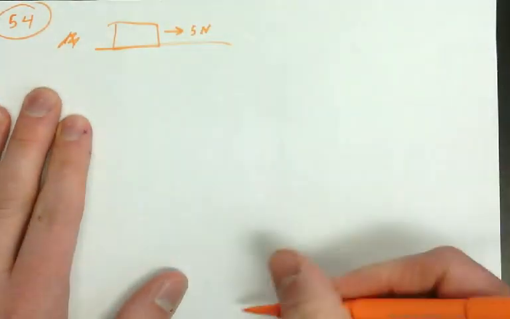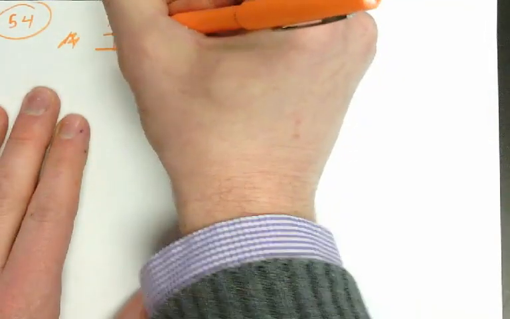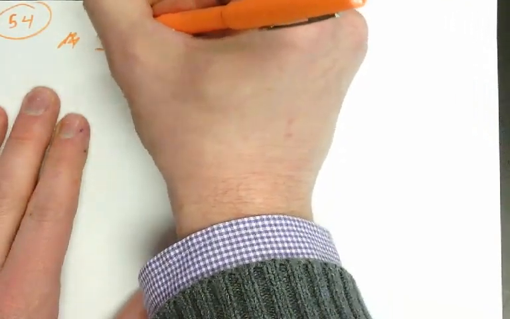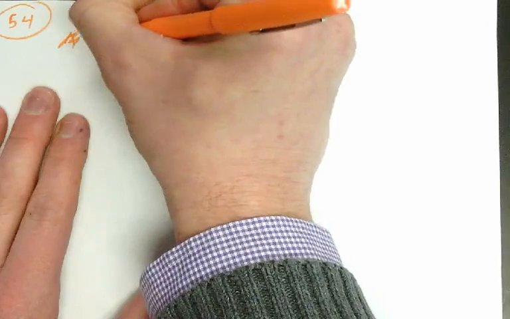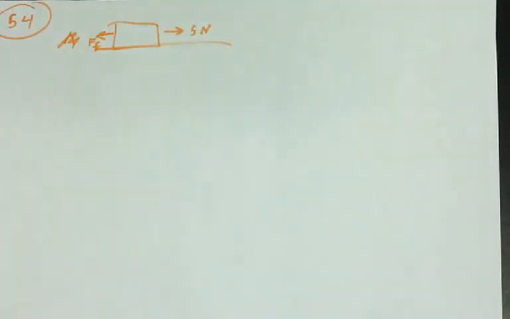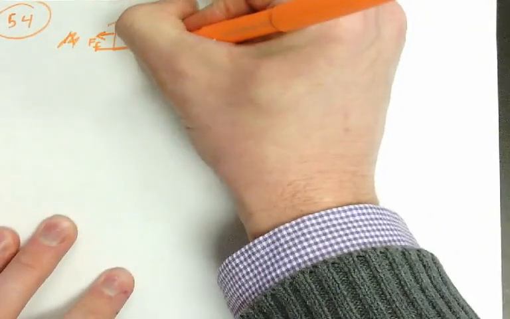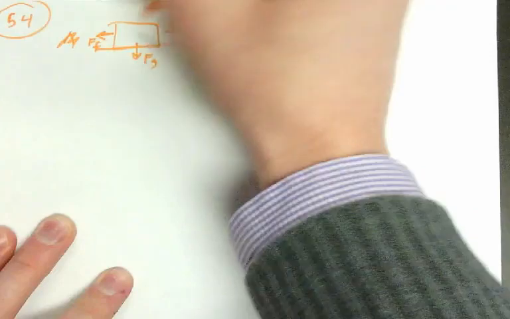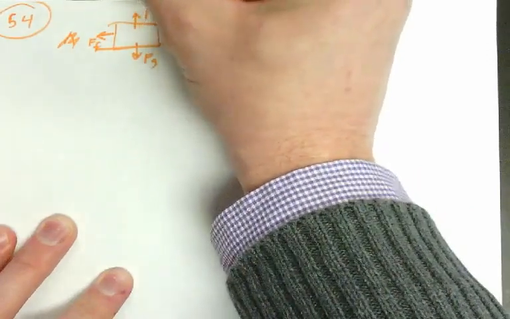Okay. There is friction acting on it, but it doesn't say how much friction, so I'll just call it FF. There will be gravity pulling down, because there's always gravity pulling down, and there will be a normal force acting up.